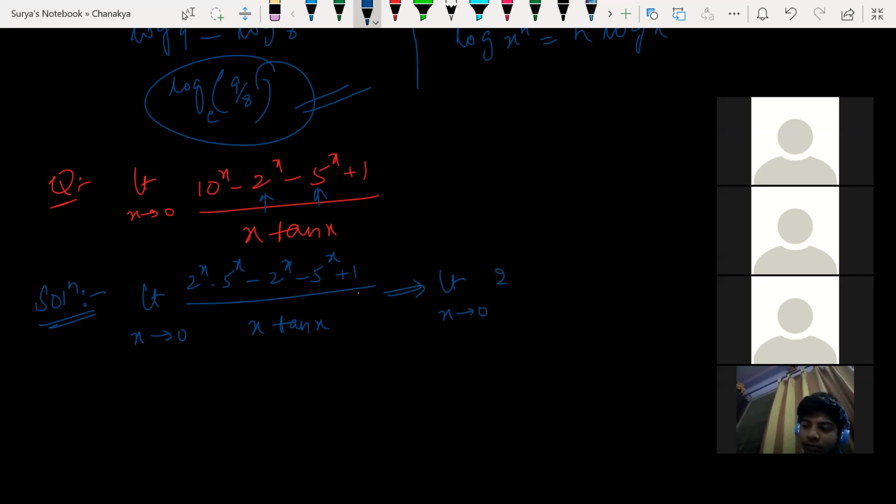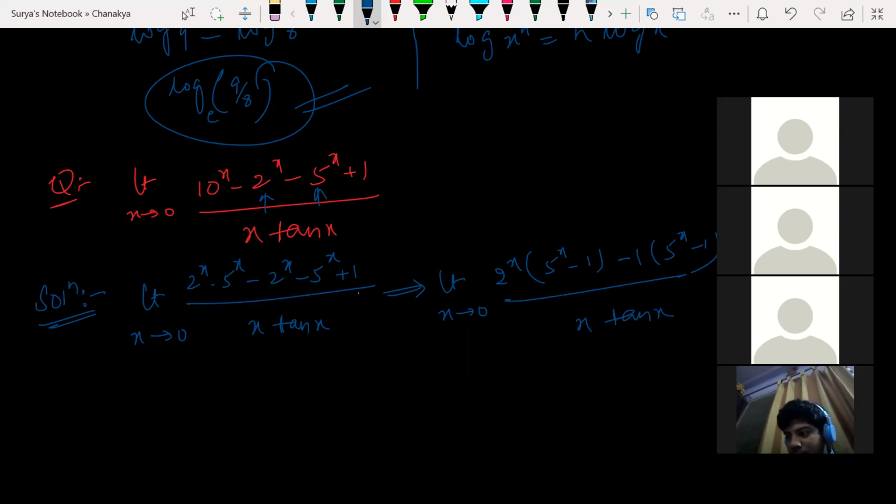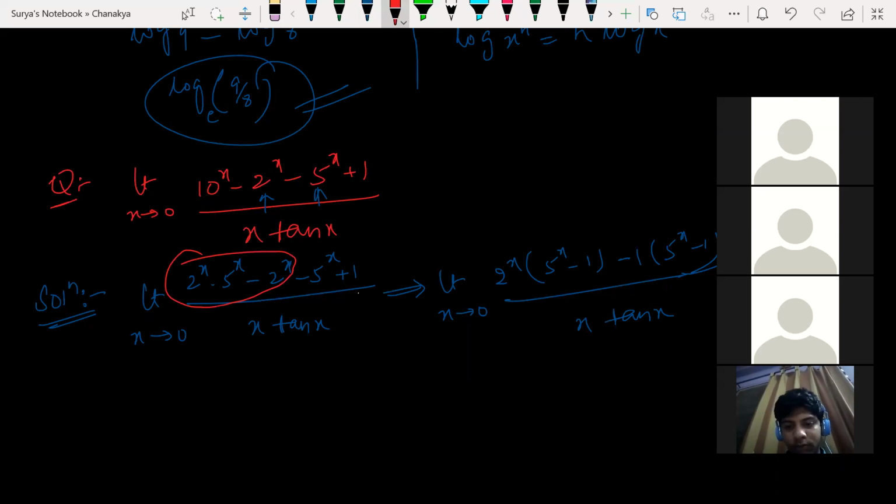So limit x tends to 0. Take 2 power of x common. If I take 2 power of x common, what do I remain with here? 5 power of x minus 1. If I take minus 1 common, 5 power of x minus 1 divided by x into tan x. Can I write like this? Yes or no? See here, I just took 2 power of x common from these two. From this, I took minus 1 common. So I just remain with what now?